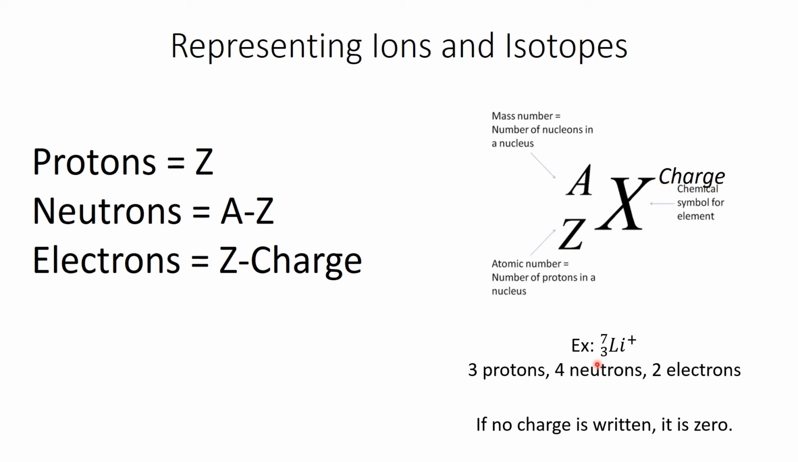So for instance, in this case, I have 3 minus +1 is going to be 2 electrons. If this were a negative number, it would be 3 minus -1, say, and that would be 4, because minus a negative is plus a positive. So this is going to get you the number of protons, neutrons, and electrons in any atom if you know these 3 numbers.